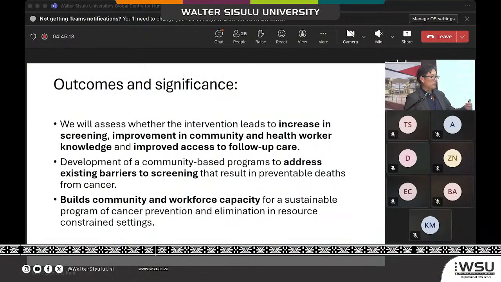But in terms of the outcomes and significance of the study, what we hope to see is we'll assess whether the intervention leads to an increase in screening, improvement in community and health worker knowledge, and improved access to follow-up care. Secondly, we'll develop community-based programs to address the existing barriers to screening that result in preventable deaths. And then thirdly, more broadly, we'll build community and workforce capacity.